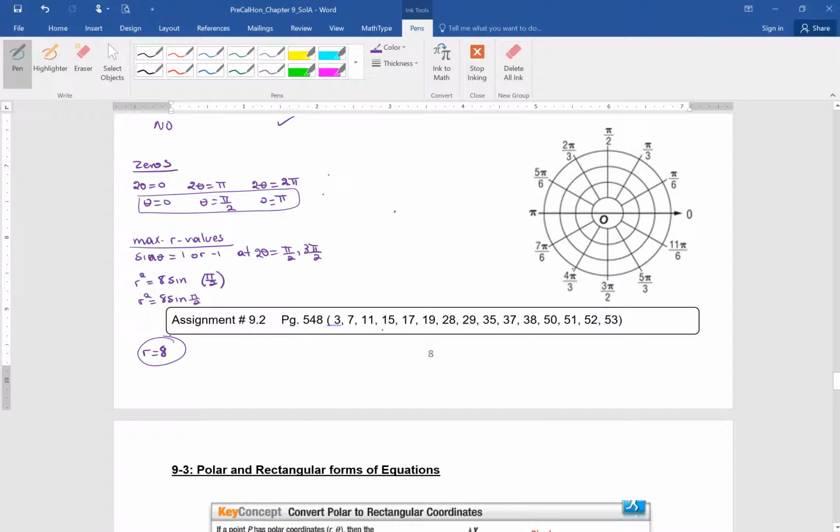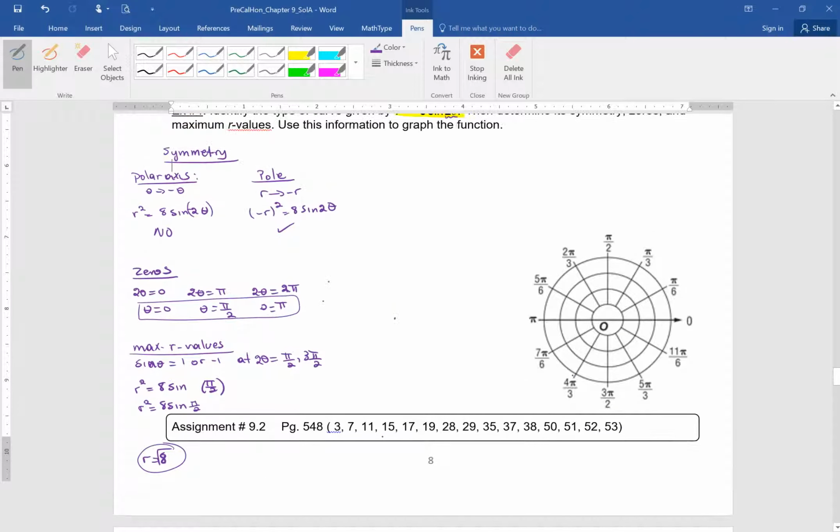Root 8. Not feeling. Sorry. Okay? Alright.